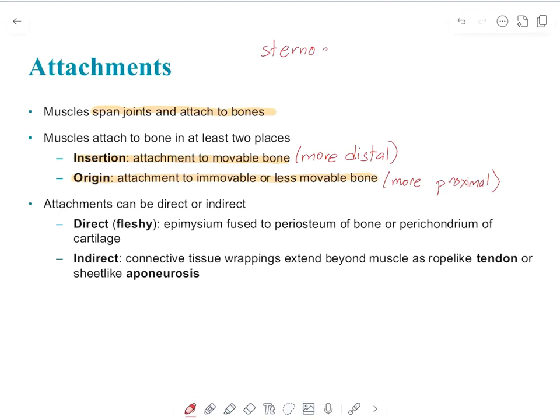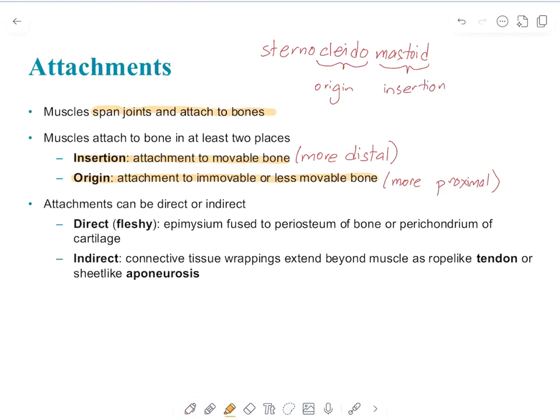And we can actually see the names a lot of times within the name of the muscle for the origin and the insertion. So if we consider the name of this muscle, which you'll be learning about in the next chapter, the cleido is referring to the clavicle, and that is the origin of the muscle. Whereas this is referring to the mastoid process, and this is the insertion of the muscle.